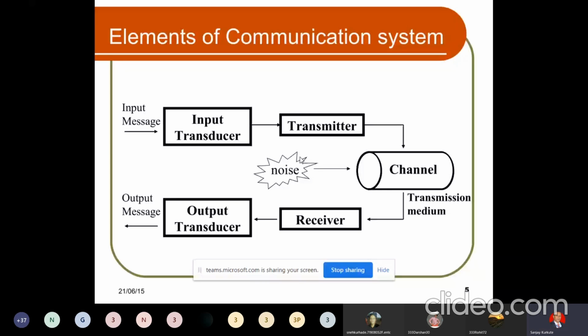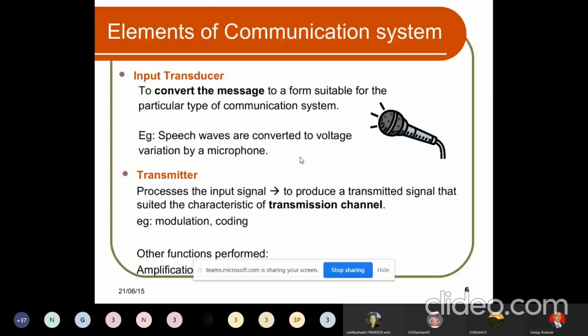Let us come to the first block, that is the input transducer. To convert the message to a suitable form for the particular type of communication, that is, speech waves are converted to voltage variation by a microphone. So in the microphone, we are using a diaphragm, correct? The diaphragm is used as a sensor part, whereas afterwards the transducer part will come in the picture and the electrical signal is produced. So the mic is used for conversion of voice to electrical signal, voltage variation.